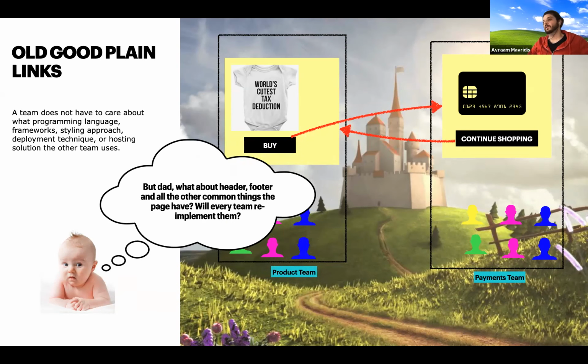But on the front end, you have things that are common. What about the header? What about the footer? All the common things that you have in a page. Will every team have to re-implement them? And that's a very good question.